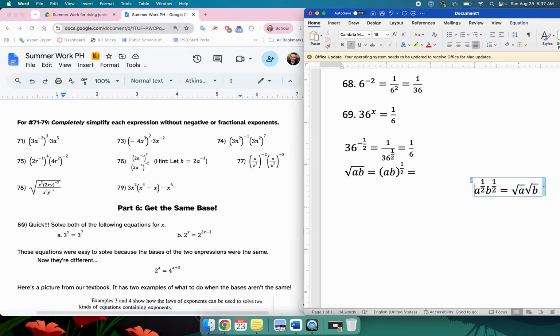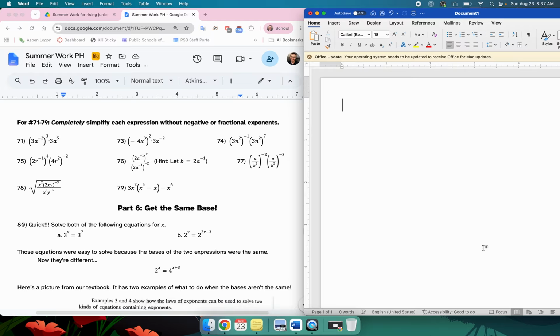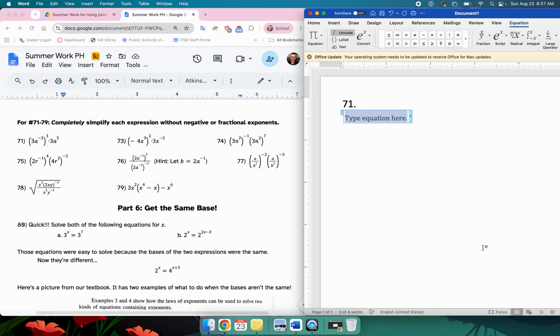Okay, so we're just simplifying now. 71. So I have (3a^-2)^3 times 3a^5. I would probably start by distributing this 3 here to these two guys. So they're both going to get raised to the third power. 3 to the third is 27. A to the negative 2 to the third, you'd multiply those exponents, so that's going to be a to the negative 6. Leave this guy alone.